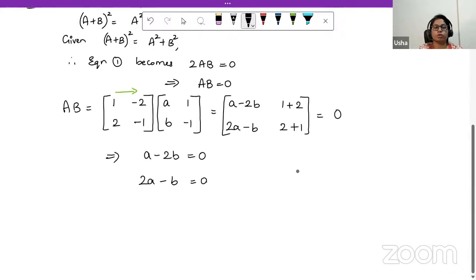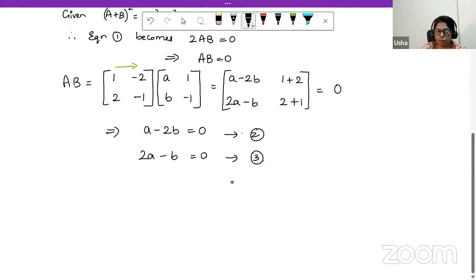Okay. So how to take it as simultaneous equations? We first make the coefficient of one of the variables equal, right? So here A is there, here 2A is there. I'll multiply 2 to this. So this becomes 2A and 4B. This I will take as equation number 2. And then this is 3.